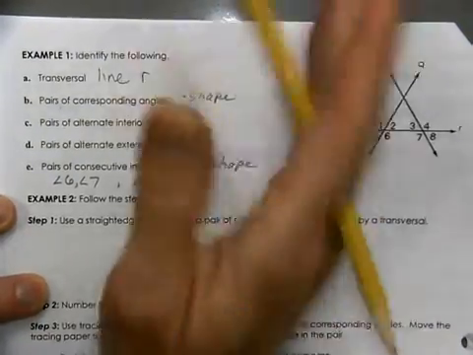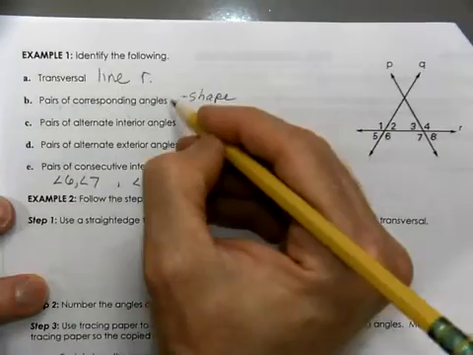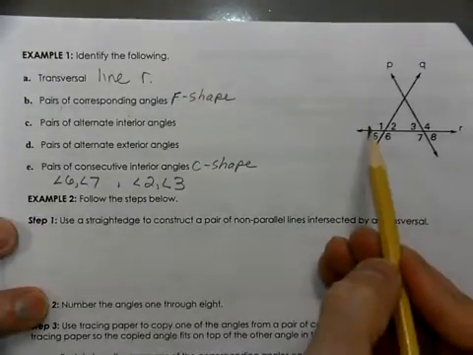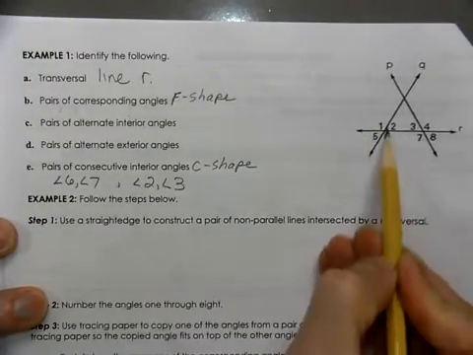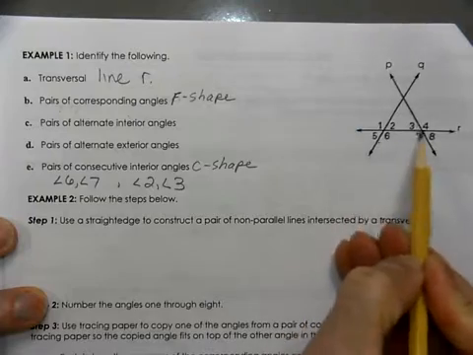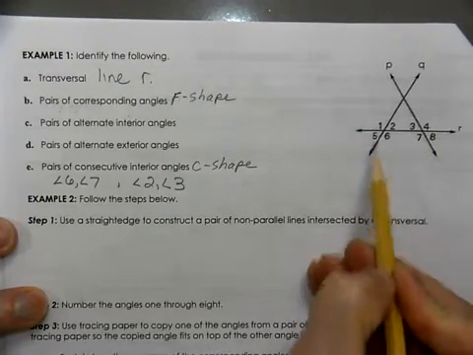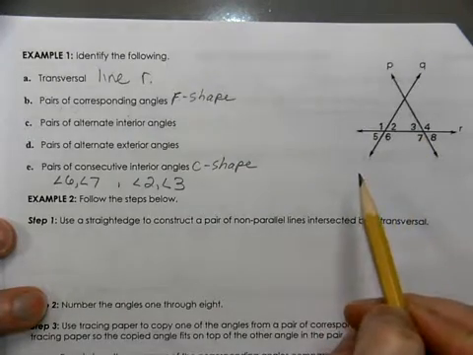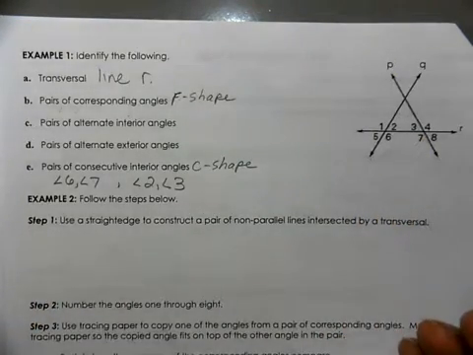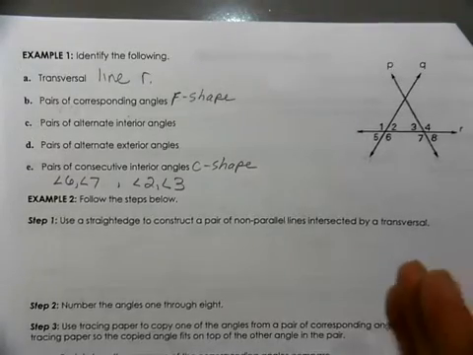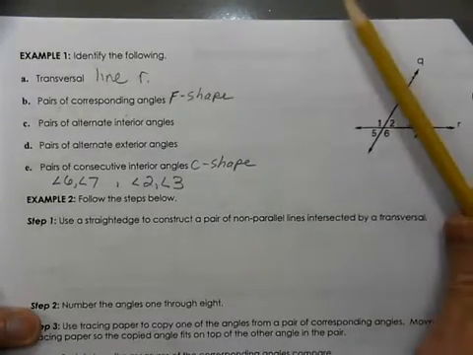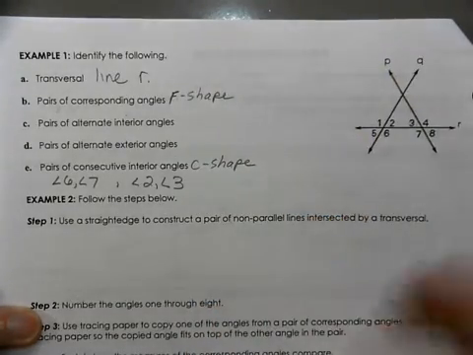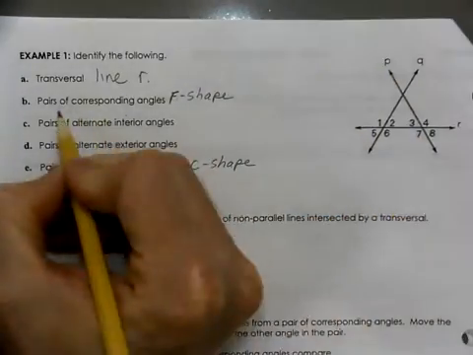Corresponding angles, if you look back at your notes, I made a mistake there, sorry. That's F. It's the F shape. So if you look here, you have this F shape running down your transversal and through the two other lines. So which of these angles would be considered on the same side of the transversal and on the same side of the lines? Below the P and below the Q: 5 and 7.